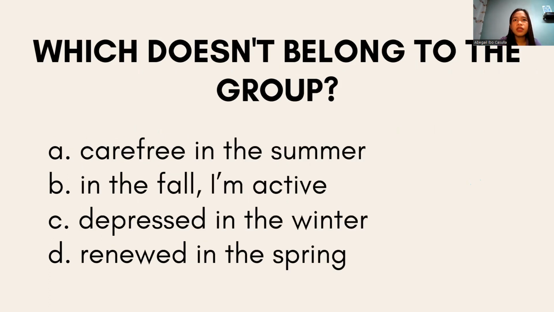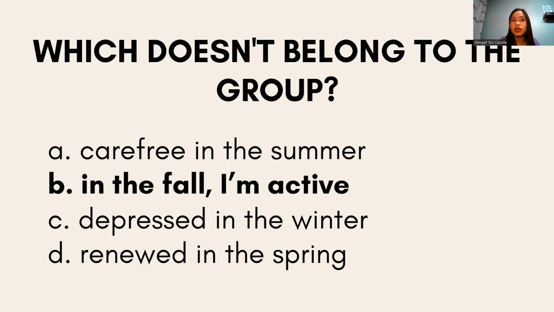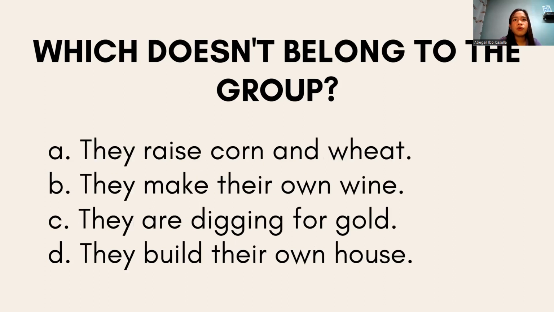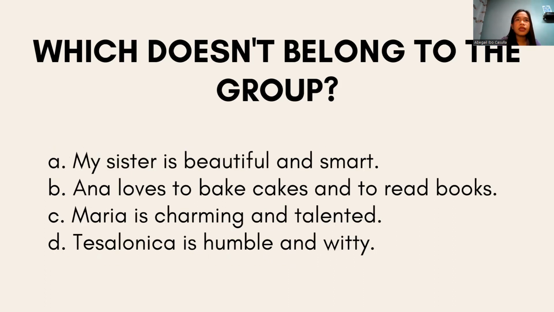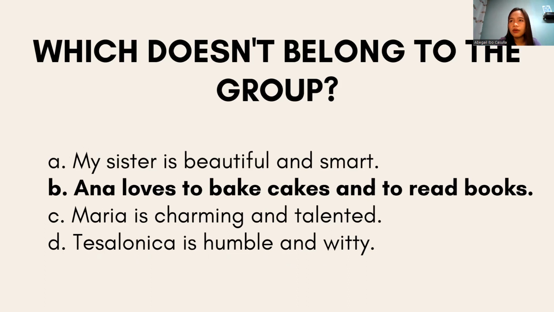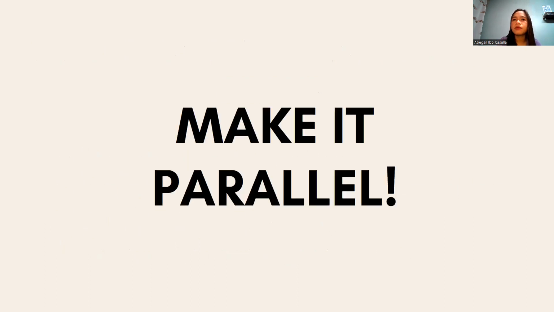Next, A, carefree in the summer, B, in the fall, I'm active, C, depressed in the winter, D, renewed in the spring. Correct. In the fall, I'm active. Next, they raise corn and wheat, they make their own wine, they are digging for gold, they build their own house. The answer is they are digging for gold. And the last one, A, my sister is beautiful and smart. B, Anna loves to bake cakes and to read books. C, Maria is charming and talented. D, Thessalonicus is humble and witty. Very good. It's letter B.